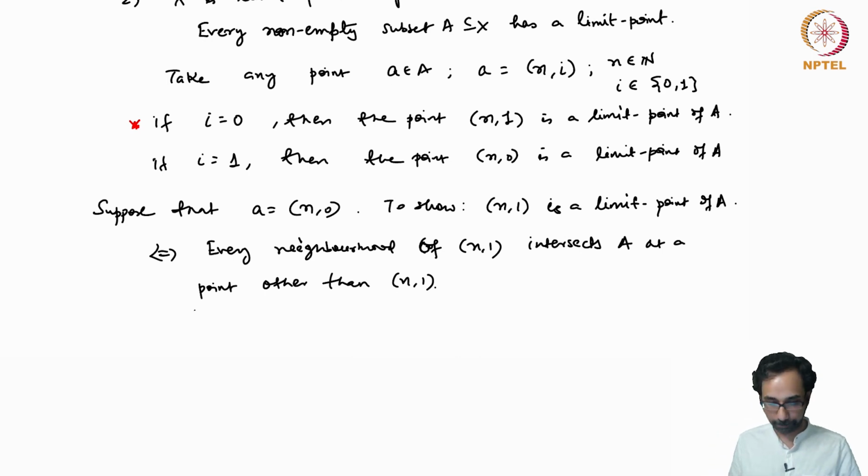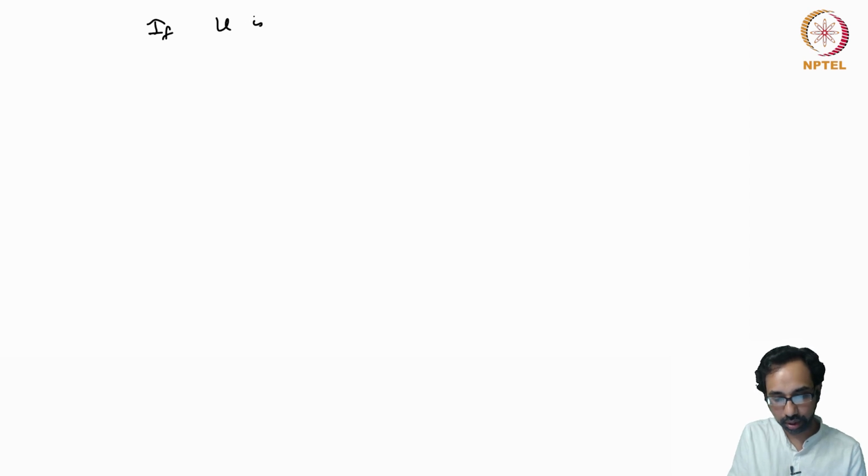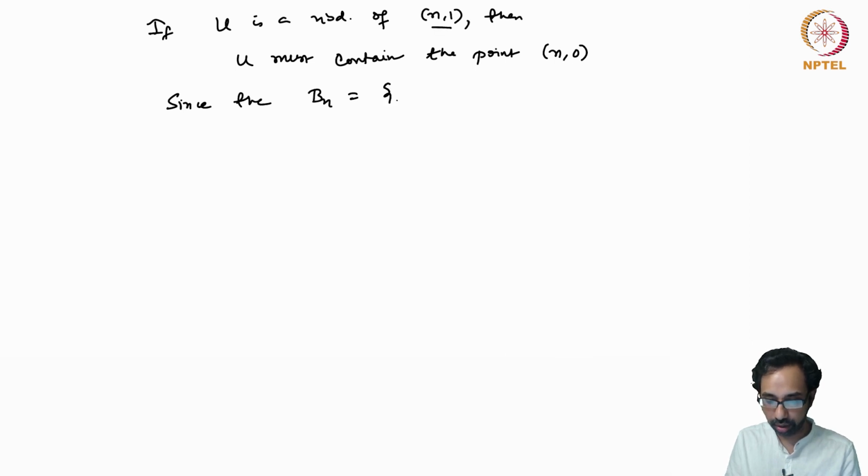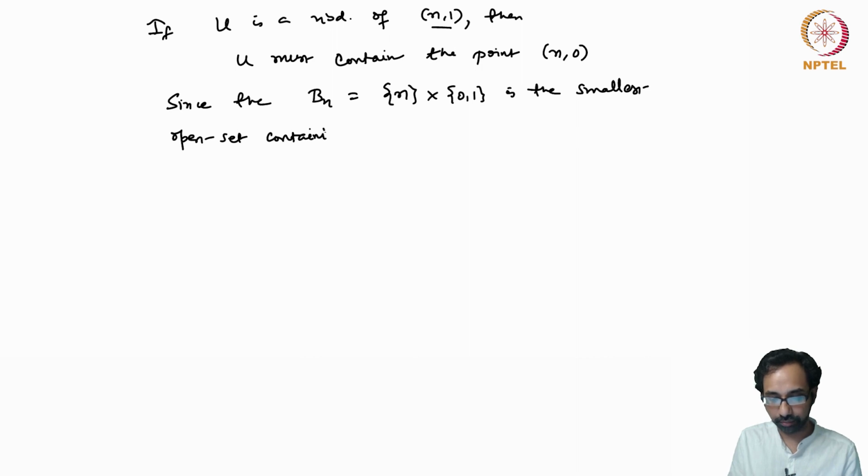So why is this true? Well, let me go to a new page. Let U be a neighborhood of (n, 1), then U must contain the point (n, 0), and this is because the open set, let me call it B_n, which is the basis set containing this point (n, 1) of the form {n} cross {0, 1}, is the smallest open set containing this point (n, 1).